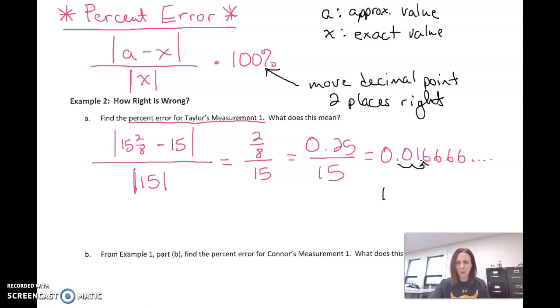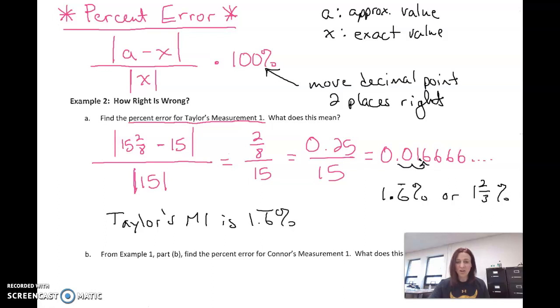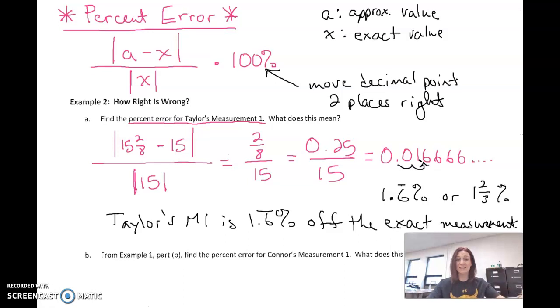And you would get 1.6 repeating percent. Or you could say, 6 repeating is 1 2/3. You could say approximately equal to 1.7. But what does this mean in this context? It means that Taylor's measurement 1 is about 1.6 repeating percent off the exact. Measurement, spelled correctly. All right, so we're just taking it to the next step.